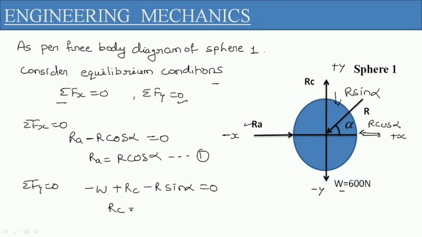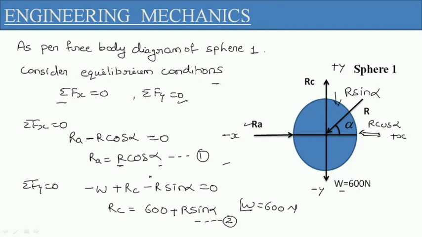So the equation will be RC equals 600 plus R sine alpha, since the W value is 600 Newton. I am considering this as equation number 2. So here we have two equations, equation number 1 and equation number 2. But we cannot define the exact values of RA and RC because we don't know the value of R. Alpha value we have, but we don't know the value of R.